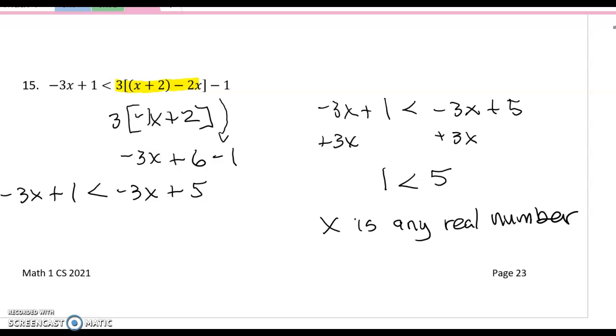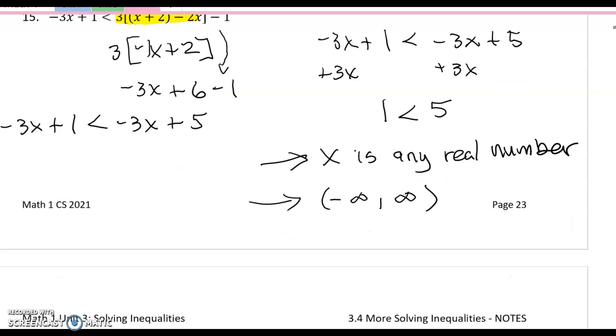And I've talked about it before when it comes to quizzes and tests. Right? You need to make sure your work reflects what we are doing in class. This is the answer I'm looking for in a situation like this. When your variables disappear and you're left with a statement that is true, I'm not looking for the word true. I'm not looking for a 1 or a 5. I'm looking for this. X is any real number.